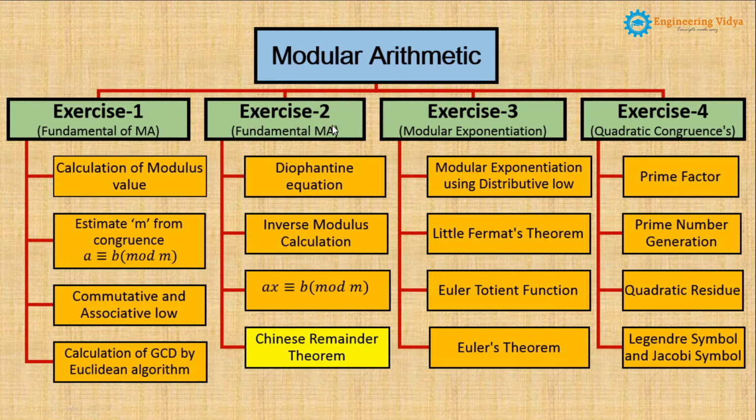In exercise number 2, we have covered the Diophantine equation, inverse modulus calculation, and linear congruence ax congruent to b mod m, where we have calculated the value of x. Now we'll start with the Chinese remainder theorem description first, and after completing the description we'll go to the problem solving part. So first we'll start with the description.